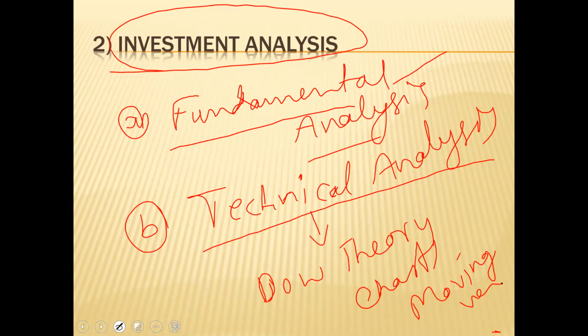These psychological or emotional factors we are going to study through Dow Jones, that is Dow theory, technical charts, and moving averages. These are the demand and supply forces which influence the share price in the market. This study we are going to do through Dow theory, technical charts, moving averages, etc. This is nothing but technical analysis. Hope you are clear. This is the second step, investment analysis: fundamental analysis and technical analysis. In detail, we are going to study in upcoming classes.